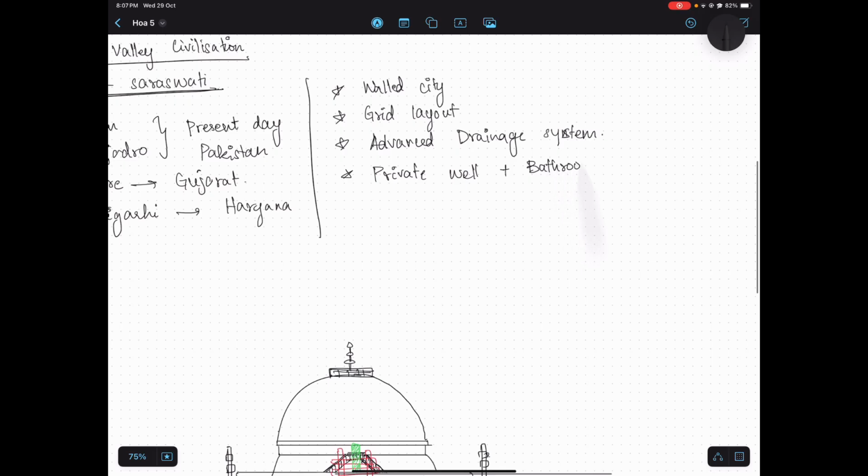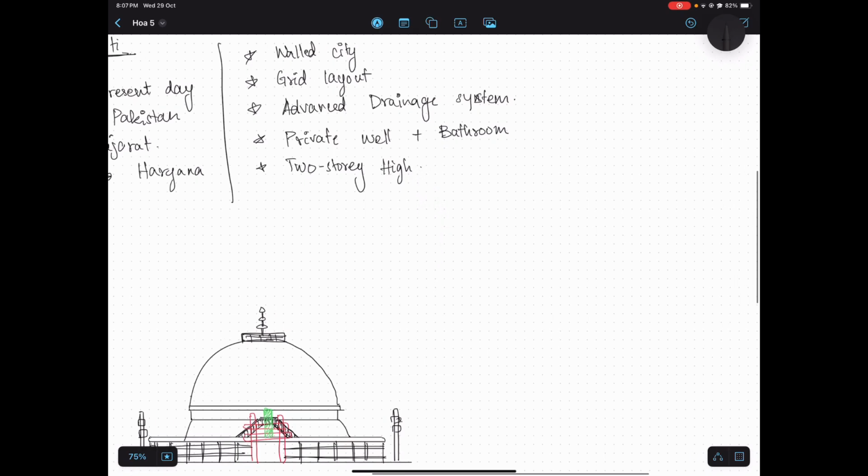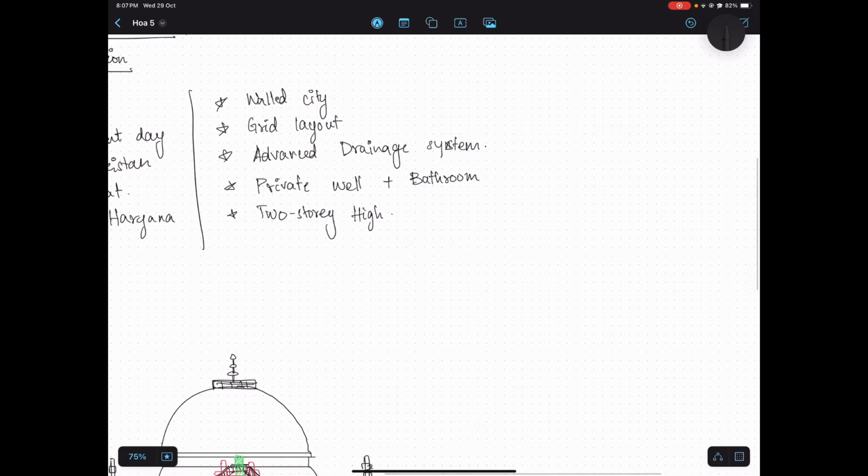And a lot of houses were also found with staircases, which means they were at least 2-story high. And if we talk about the important structures, they had granaries and they had the Great Bath.